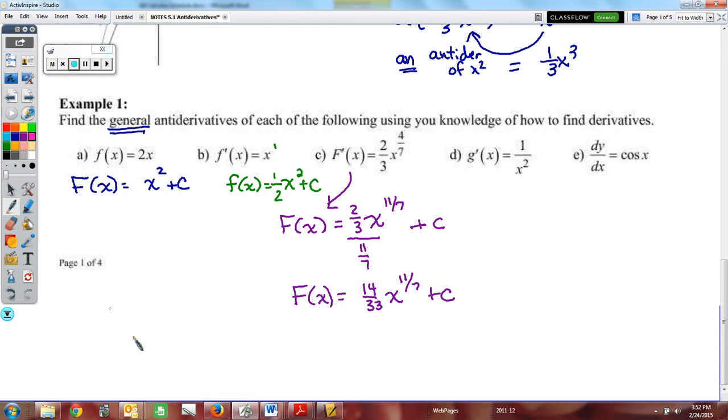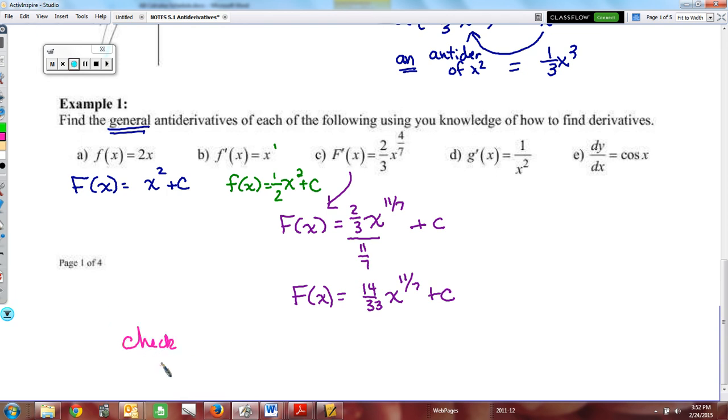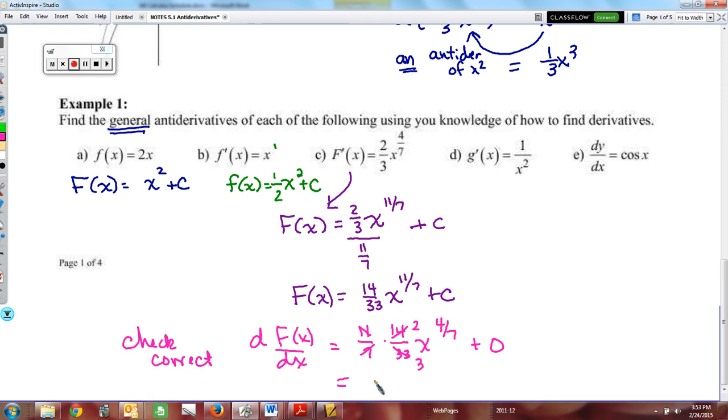answer because you can check that you got a correct antiderivative by simply taking its derivative. Take the derivative of f of x with respect to x and see what you get. If I were to take the derivative, I would get 11/7 times 14/33 x, and subtract 1 from your power, 4/7, plus 0. If you double check, you see that the derivative of this is going to be a 3 and a 2, 2/3 x to the 4/7, and we're correct.